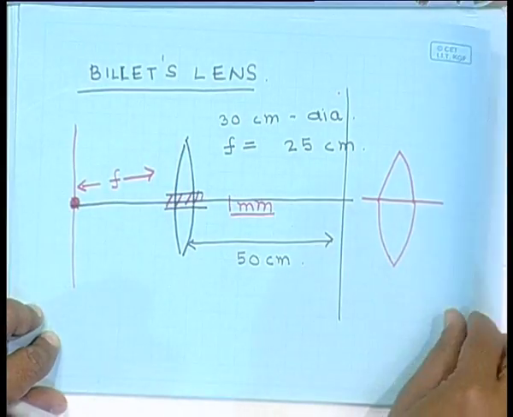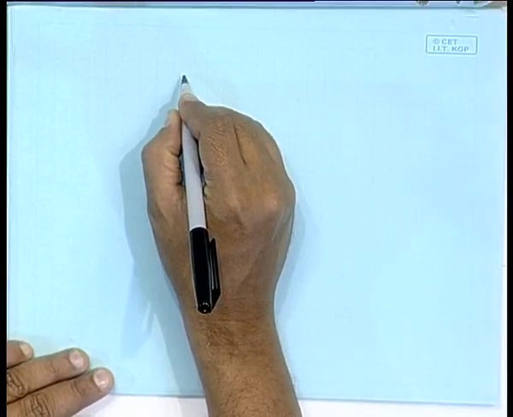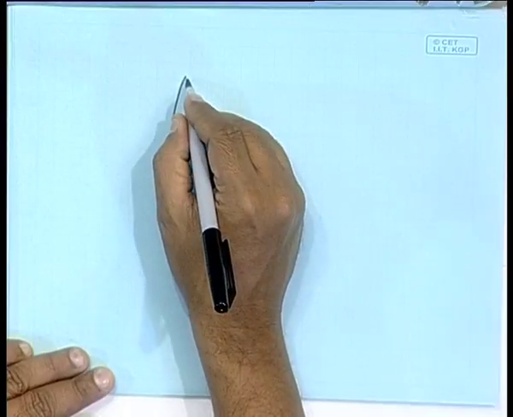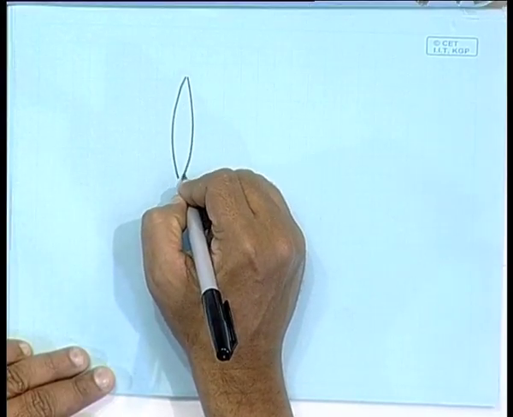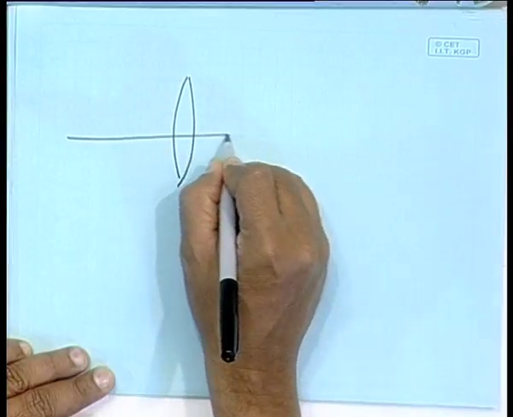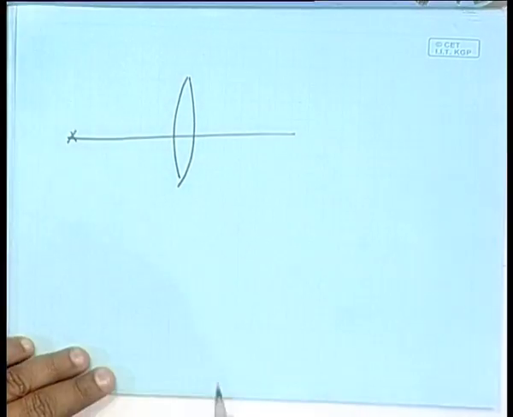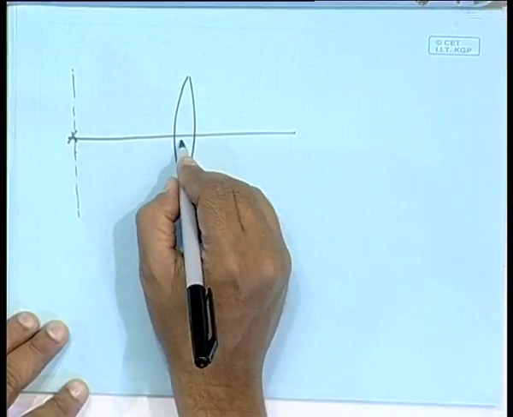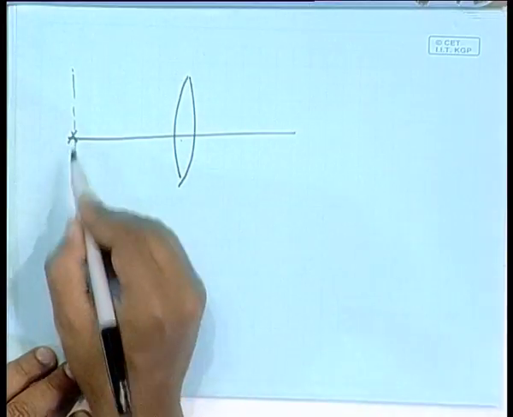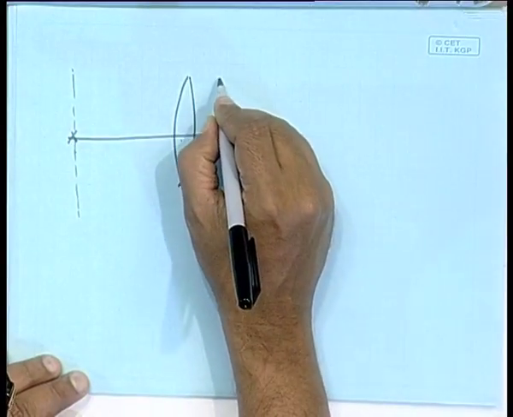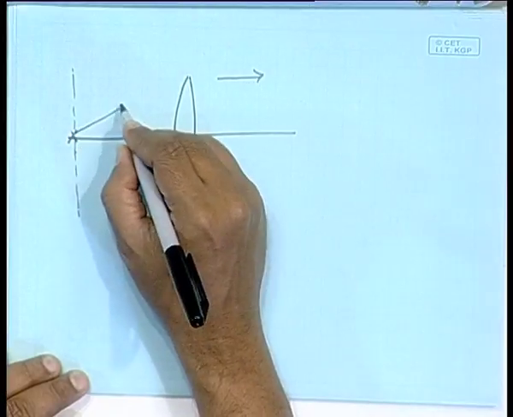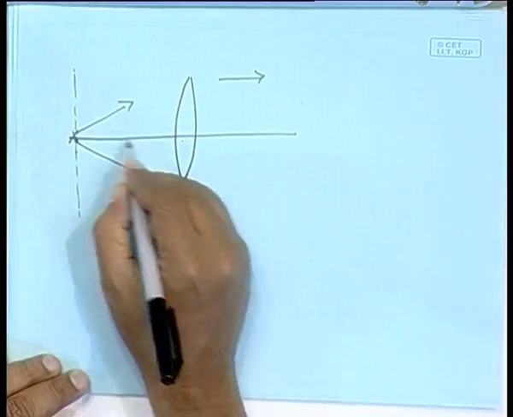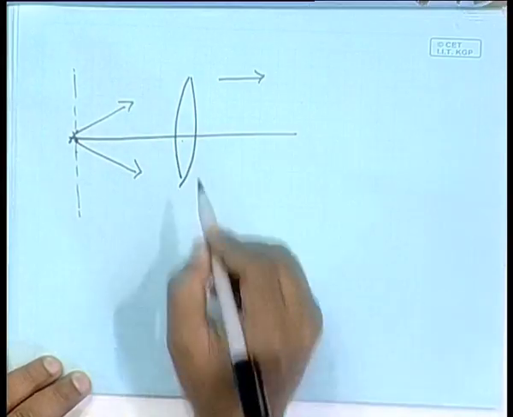So, let me tell you how to solve this problem. The first point which you should note is as follows. If I have a lens over here, and I put a source on the focal plane. So, this is the focal plane, this distance is the focal length. If I put a source at the focus, this is a point source. So, it emits a spherical wave.